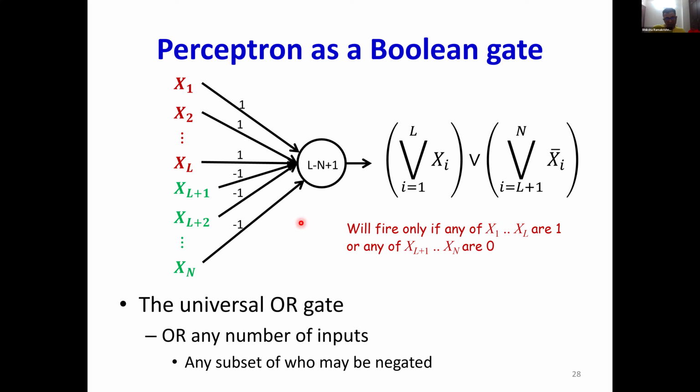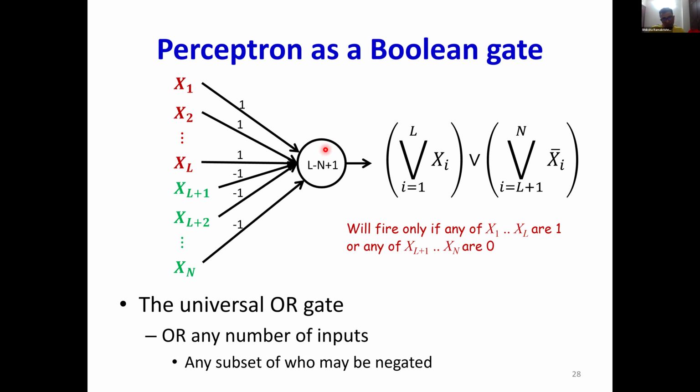Okay, let me explain. What is the only condition under which it will not fire? That's when all of the x1 through xl are 0, and all of the xl plus 1 through xn are not 0, right? Yeah, when they're 1. At that point, the total input is going to be L minus n, because that's how many green units you have. If any one of the rest flips, then the total is going to exceed L minus n.